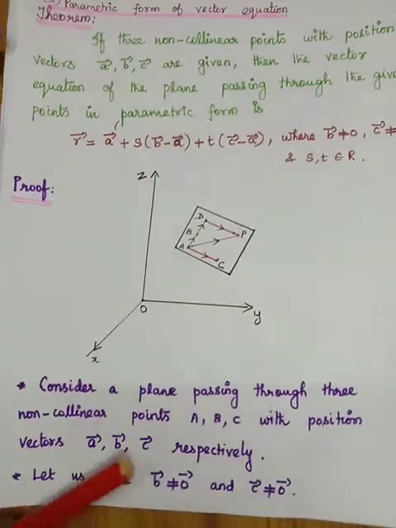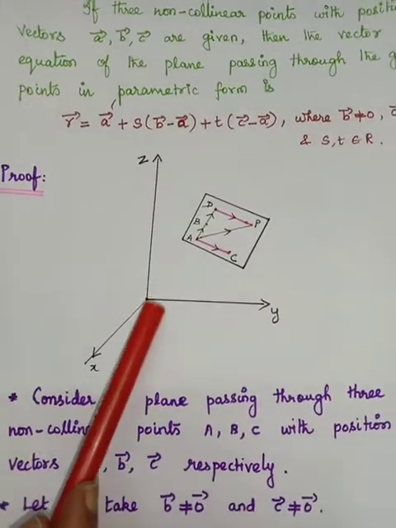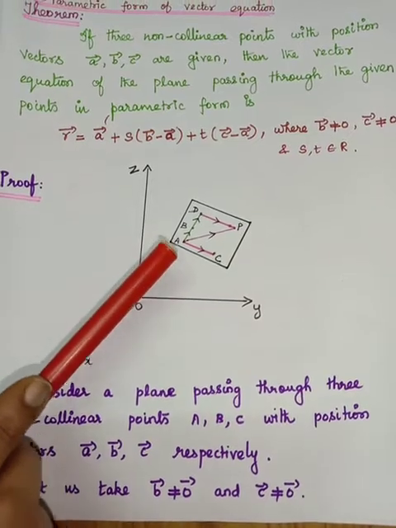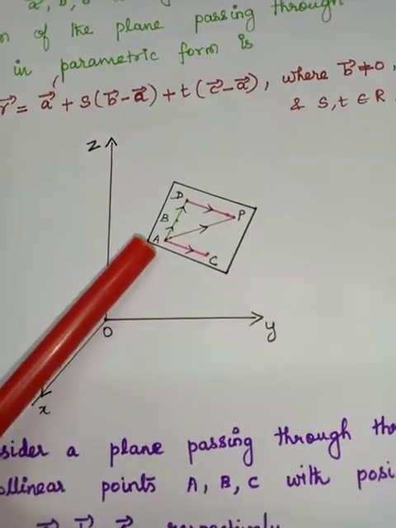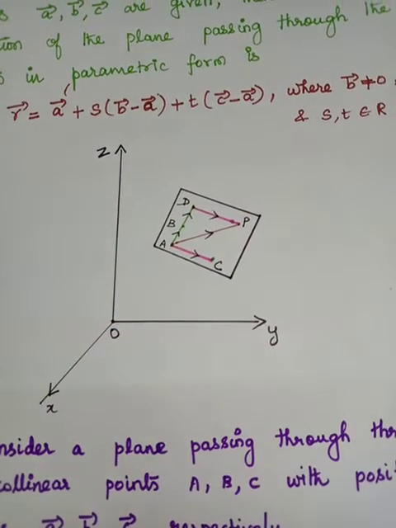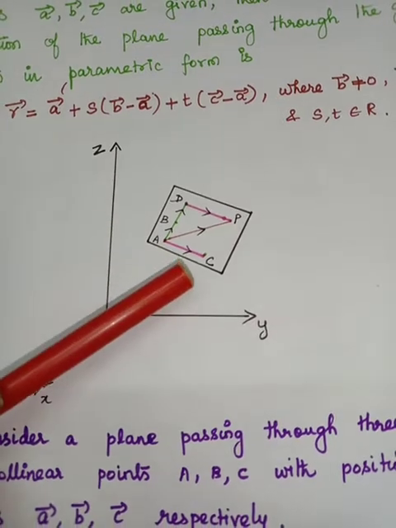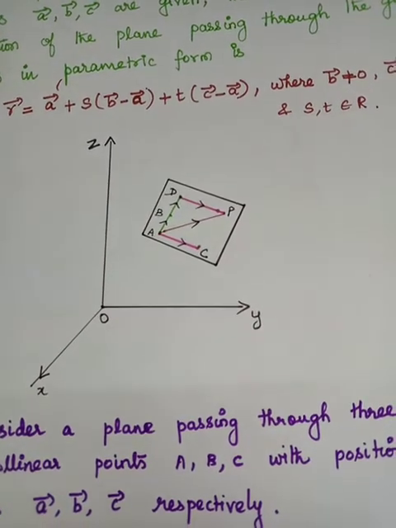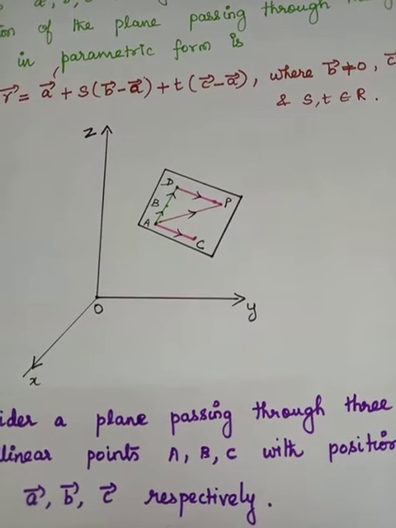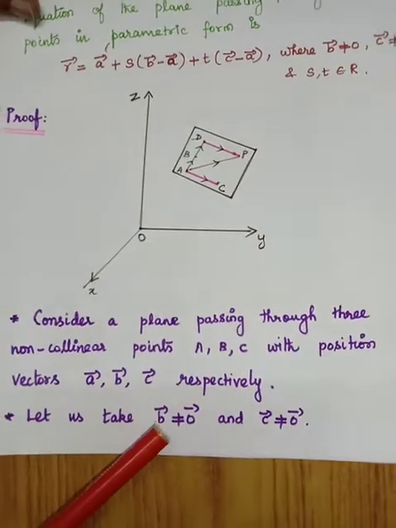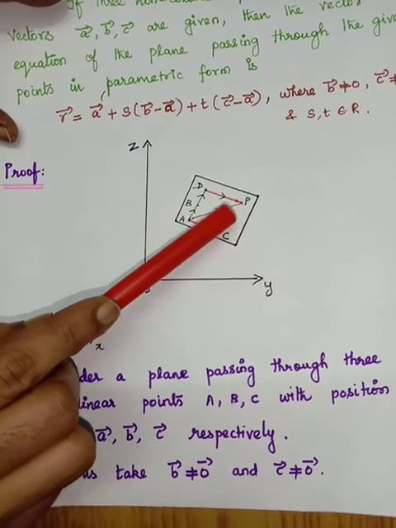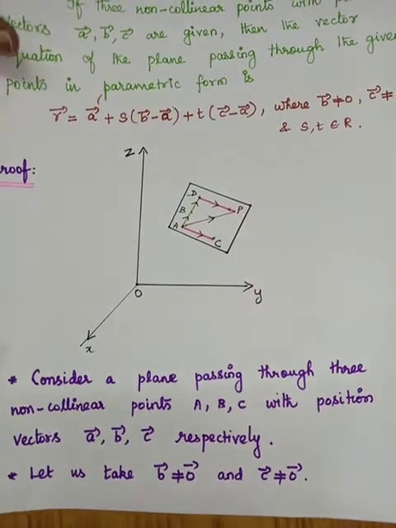You see the proof. Here I am going to take the coordinate axes x, y and z. I'll consider a plane. The plane passes through three points: one is A, another one is B, another one is C, whose position vectors are a vector, b vector and c vector. Of these position vectors, at least two are non-zero vectors. So here we have taken b vector is not equal to 0 and c vector is not equal to 0. And take P, any arbitrary point whose position vector is r vector.